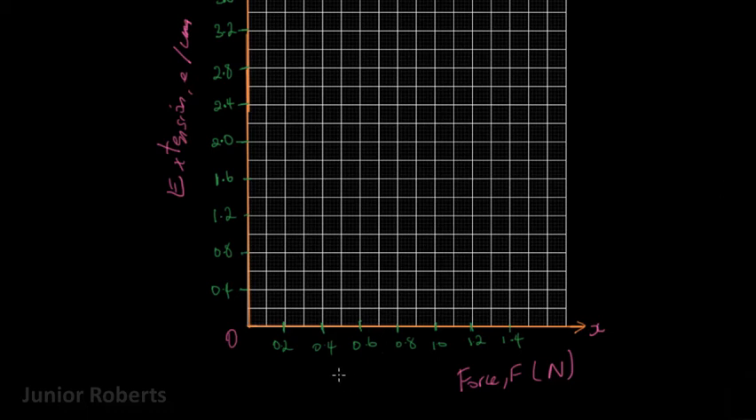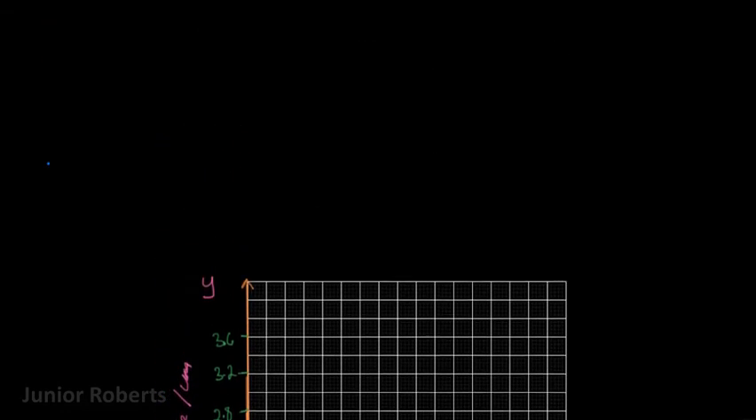Again, let me just write the scale that I used. For the x-axis I used a scale of 2 centimeters equals 0.2 newtons, and for the y-axis I used a scale of 2 centimeters equals 0.4 centimeters. Alright, so now we can use the values in the table to plot the points, right?